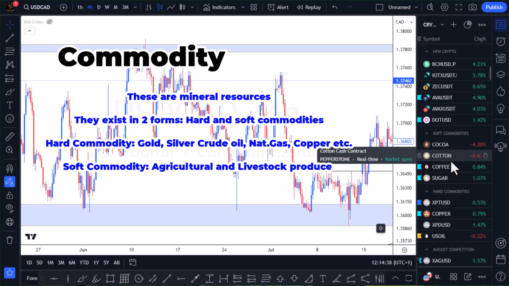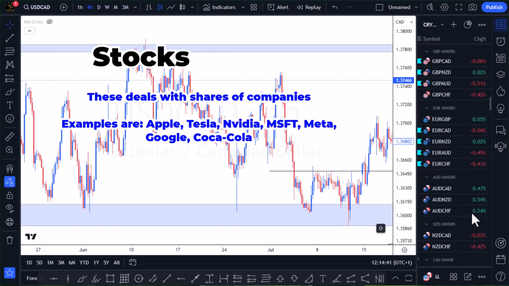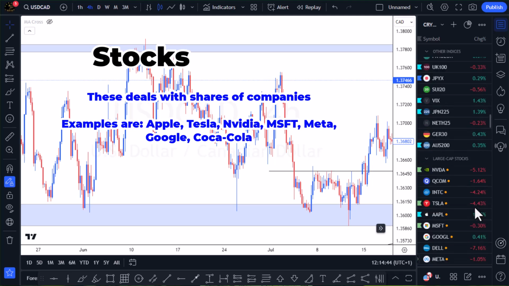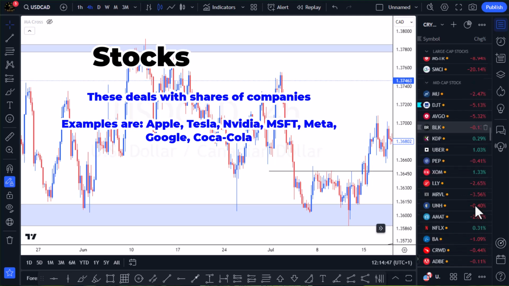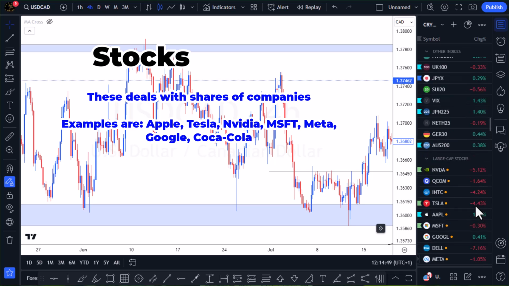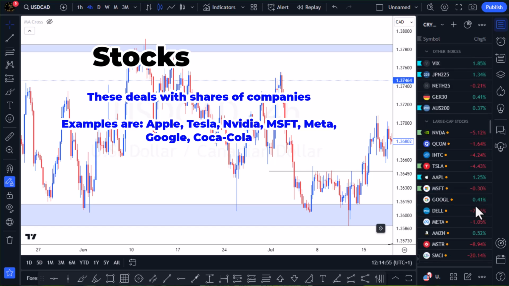Right? And next we have the stock market. You should have heard about the stock market. This is the market where shares of companies are being traded. So we have the likes of Nvidia, Tesla, Apple, Microsoft, Google, Dell, Meta, Amazon. Right? So these are shares of companies. You can gain ownership in these companies as an investor, as a speculator. You can gain ownership rights through ordinary shares or preference shares. Right? So this is the stock market right here.